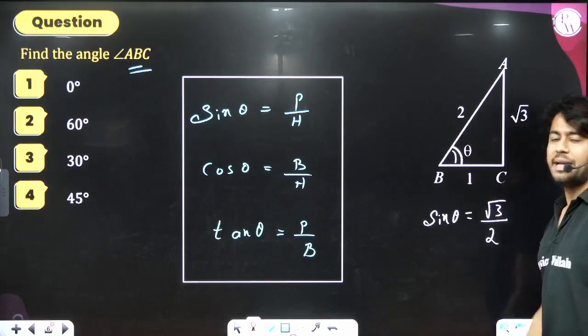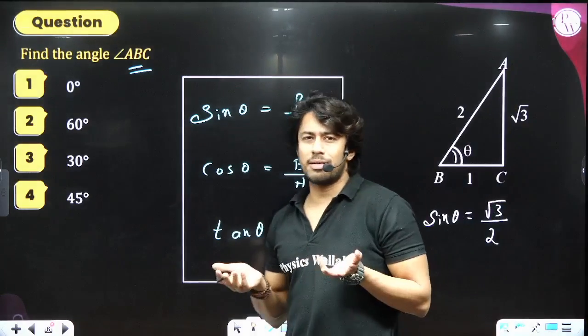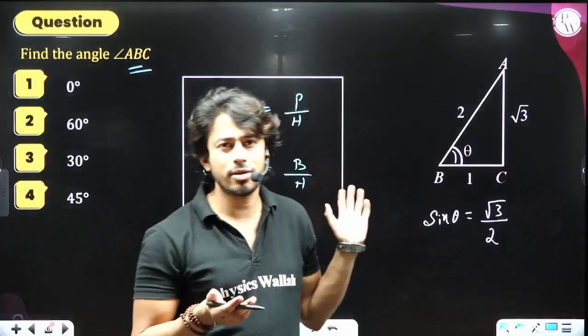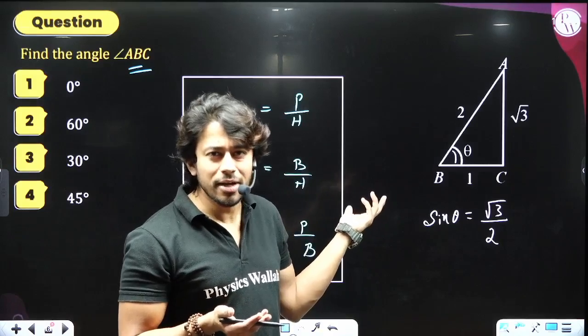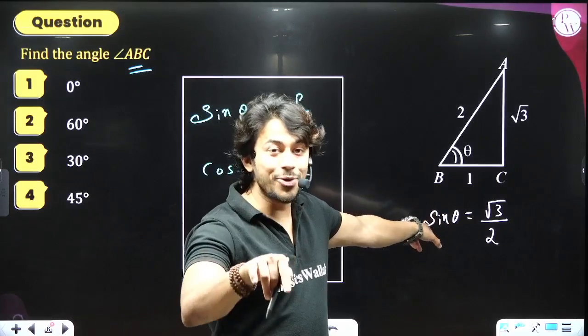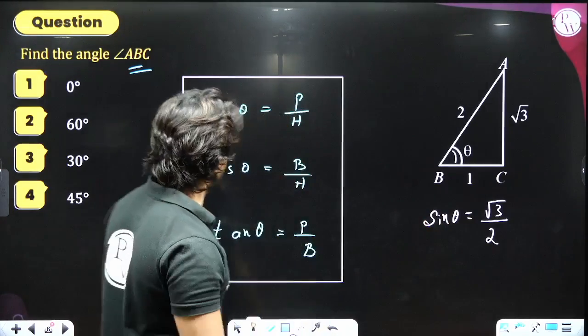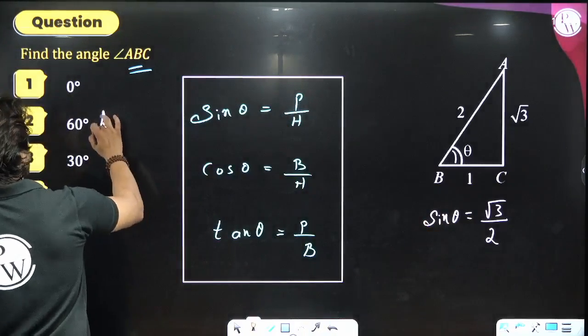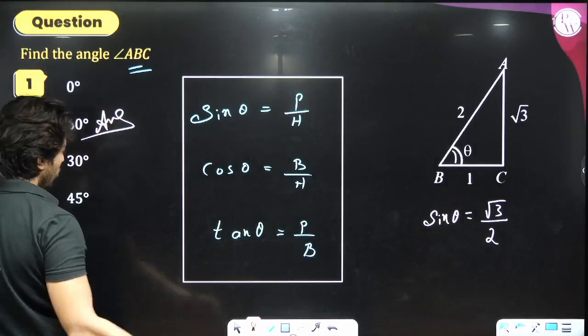So sine theta equals root 3 by 2. What is it, sir? This is a very basic question, and we know the answer. What is it? 30 degrees? No, no. We know that sine 30 is 1 by 2, and sine 60 is root 3 by 2. So the answer is going to be 60 degrees. I hope you remember the relation.